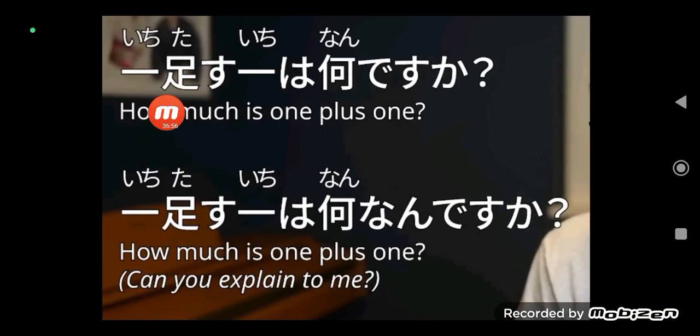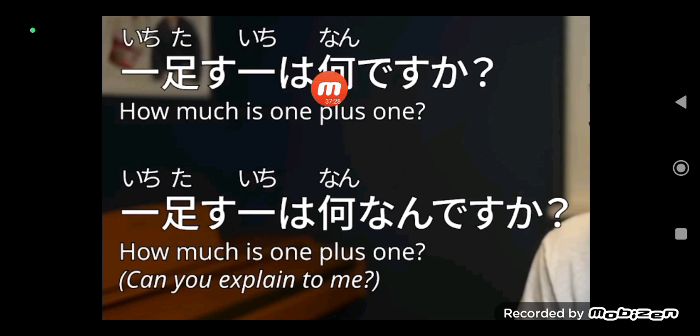And then this one is a rhetorical question. How much is 1 plus 1? "Ichi tasu ichi wa nan desu ka?" So there's no nuance of explanation, but if we put the inserted n or no desu ka in the same sentence, it gives an air of explanation. Can you explain to me? "Ichi tasu ichi wa nan desu ka?"